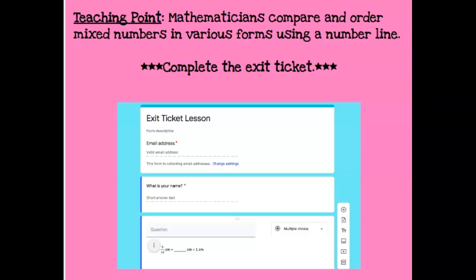I just want to remind you, please do not start the exit ticket until you have completed the assignments, the actual practice work. I don't want you taking the exit tickets until you've completed the actual independent work so that you feel confident, okay?